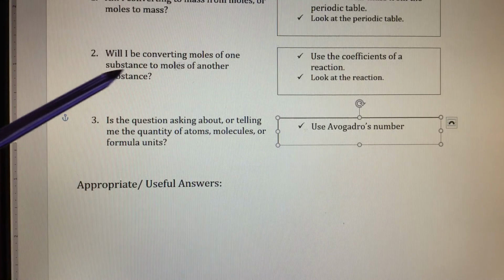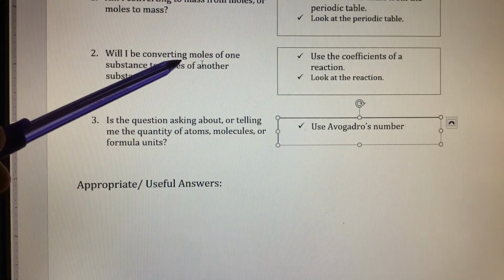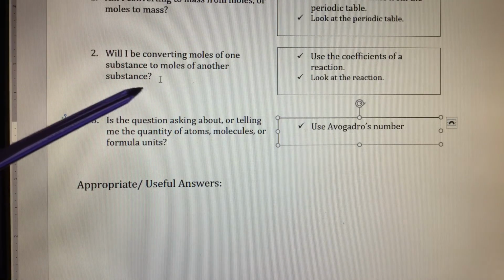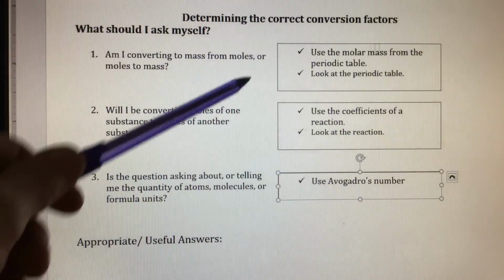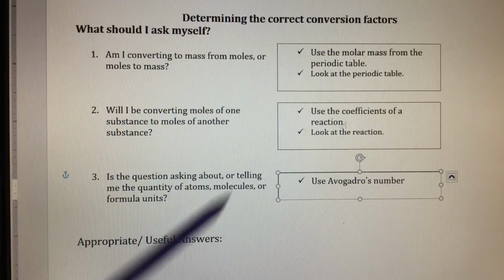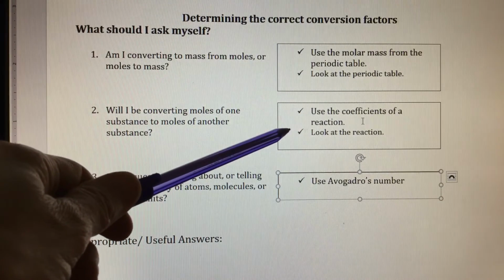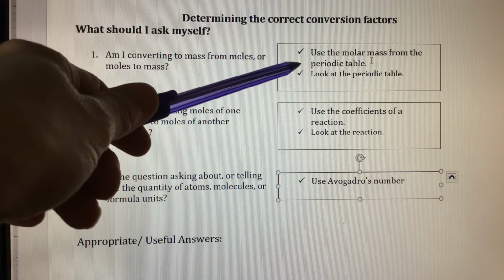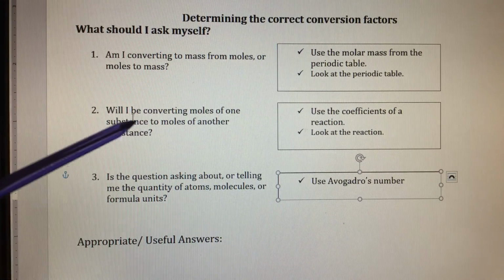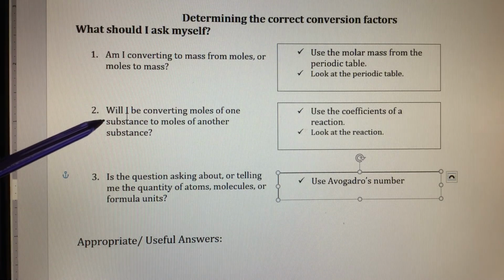What if it's asking for grams of one substance to convert to grams of another substance? Well, in that case, I'll actually need to use two of these. I'll need to use both the coefficients of a reaction, and I'm going to need to use the periodic table. So notice that I changed the wording of question 2. I didn't write it down.